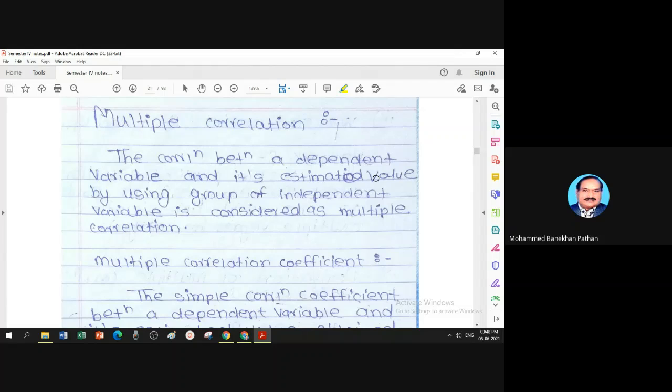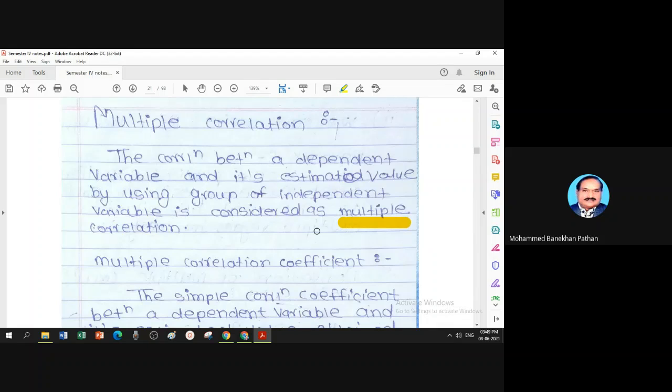And today we are going to proceed to the next topic of the same chapter under the heading of multiple correlation. Let me first define what a multiple correlation is, and then we'll study it in detail. The correlation between a dependent variable and its estimated value by using a group of independent variables is considered as multiple correlation. Now, when I use the word multiple, that means the number of variables under study is more than 2.